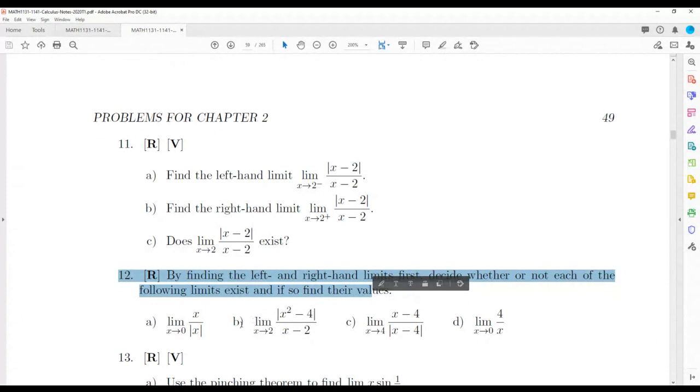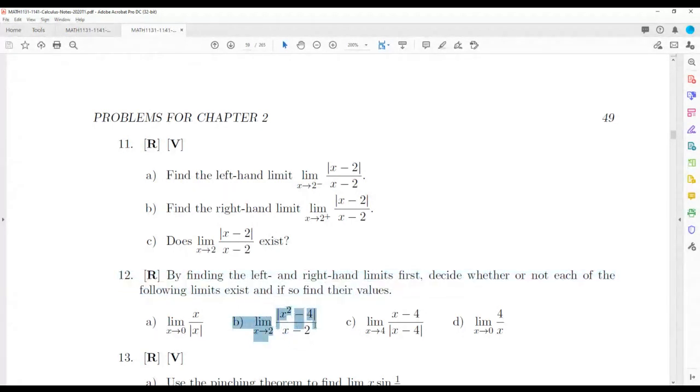Okay, so I thought I would talk about part B, and we're asked to compute the left and the right hand limits of this limit here, and then to make a decision on whether or not each of the following limits exist, and if so, find their values. Okay, so this is just a question to kick off today's tutorial, and we'll discuss it.